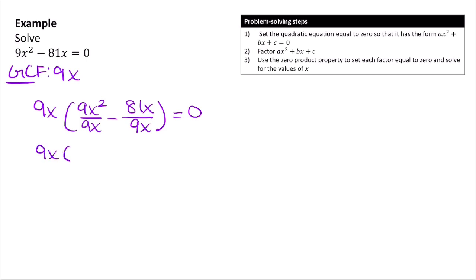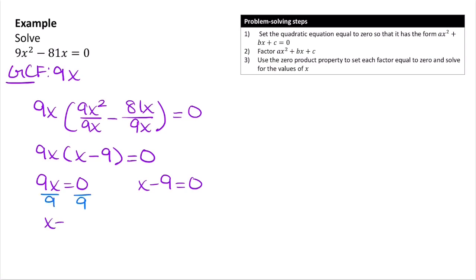So I have 9x times 9 over 9 is 1, and so x squared over x is just x, minus 81 over 9 is 9, and then x over x just cancels. So I have 9x times x minus 9 equals 0. Well, now I can use the zero product property and say that this means that 9x equals 0 or x minus 9 equals 0. If 9x equals 0, I can divide both sides by 9, and that's how I get x equals 0, right? That's one solution.